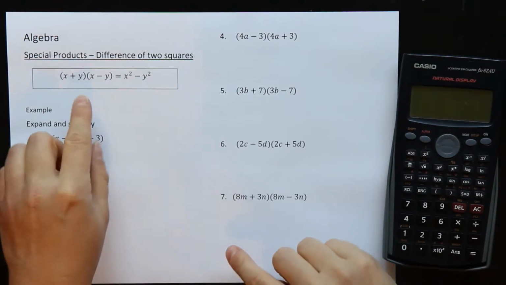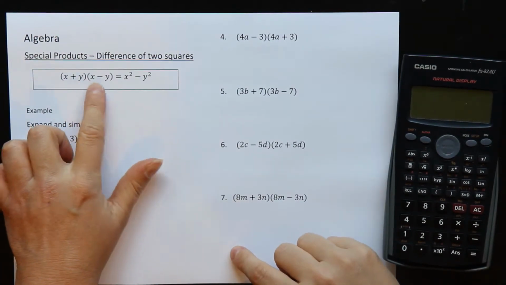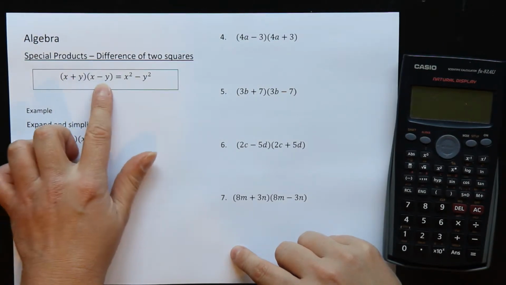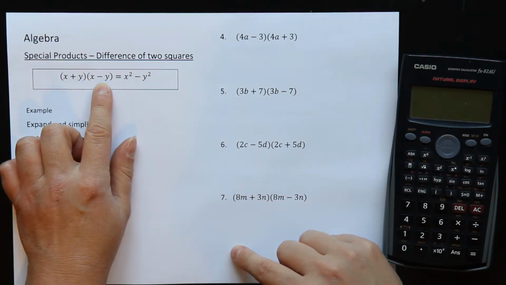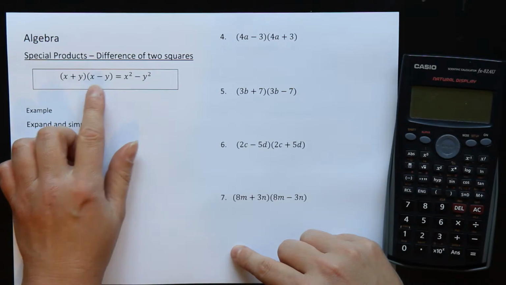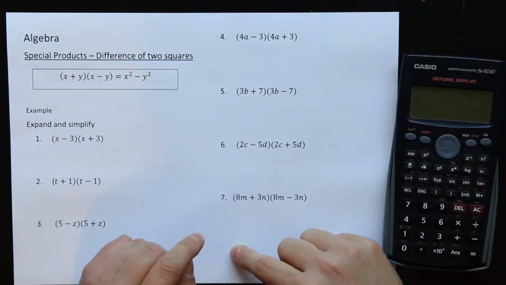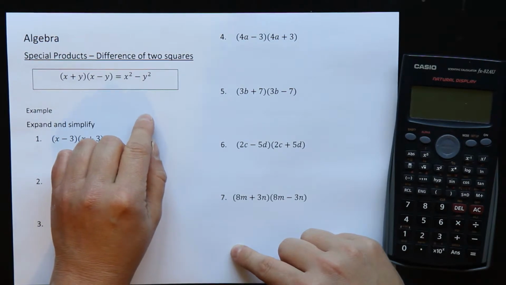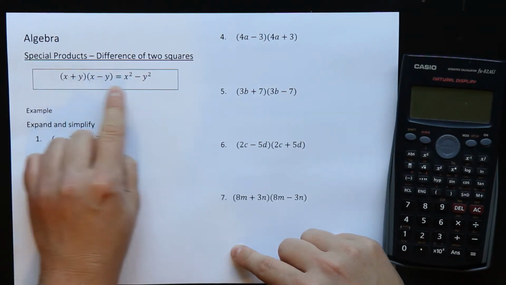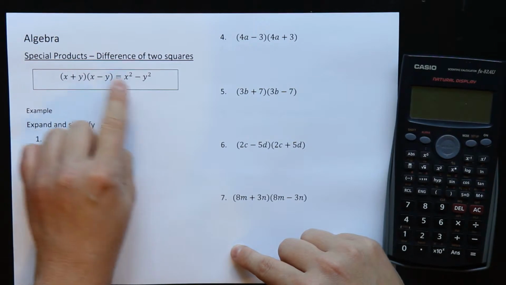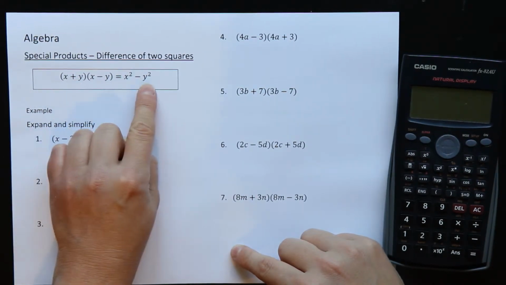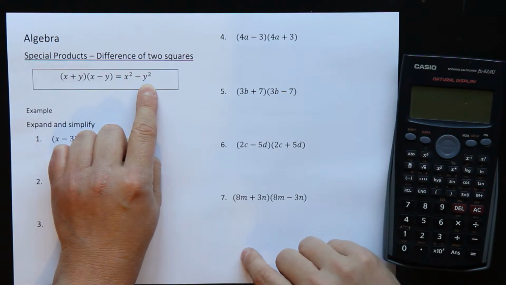Today the brackets are almost exactly the same, but one has a plus in between and one has a minus in between. When that happens and you do your FOIL expansion, you'll find that the middle two terms will always cancel out and you'll just be left with the first ones times together to get x squared and the last ones times together to get y squared.